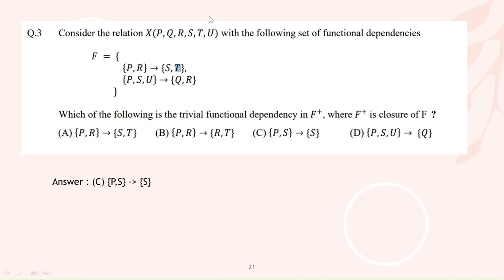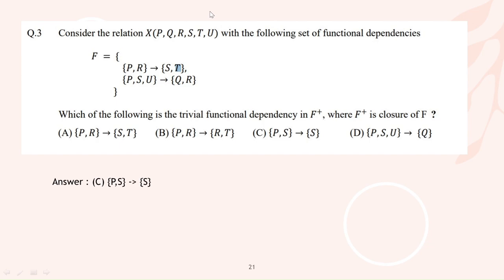Okay, so the next question is, consider the relation R(P, Q, R, S, T, U) with the following set of functional dependencies F: P, R implies S, T; P, S, U implies Q, R. Which of the following is a trivial functional dependency in F+, where F+ is the closure of F? So these are the options, and the correct option is C. P, S implies S. This is the only trivial functional dependency in F+, where F+ is the closure of F.